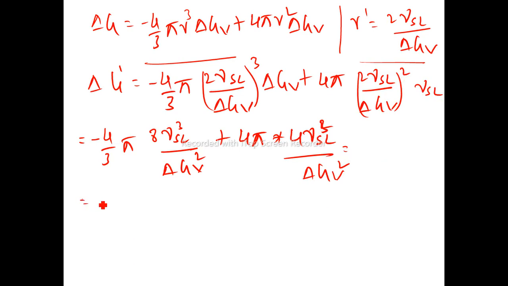Then if we take the similar common term outside, that is 4 pi gamma SL cube divided by delta GV whole square outside, 8 by 3 plus, sorry, this is minus, and this is 4, right? Am I correct? Yeah.